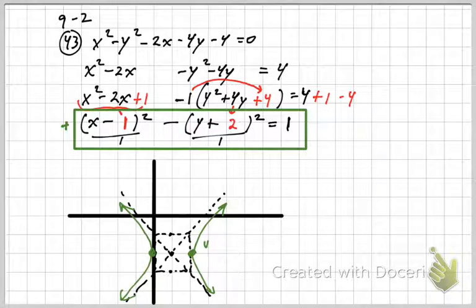So what are my vertices? 2, negative 2, and 0, negative 2. I'm not sure how much we'll get into the foci. I'll be happy with the graphing. Questions at all on 43?